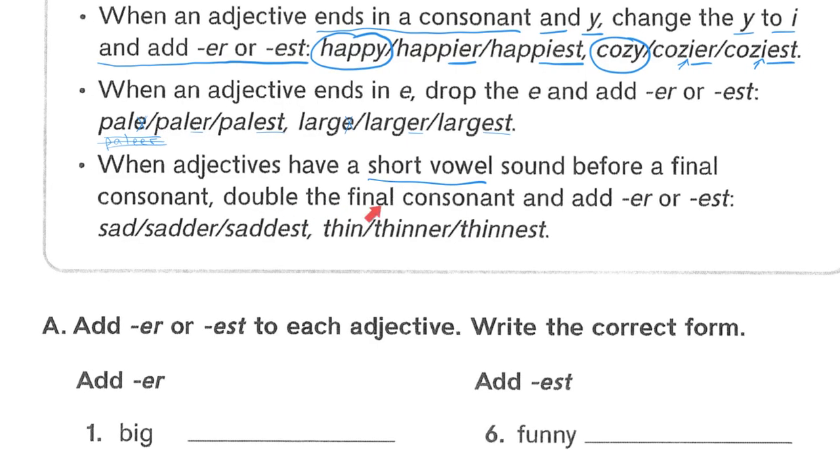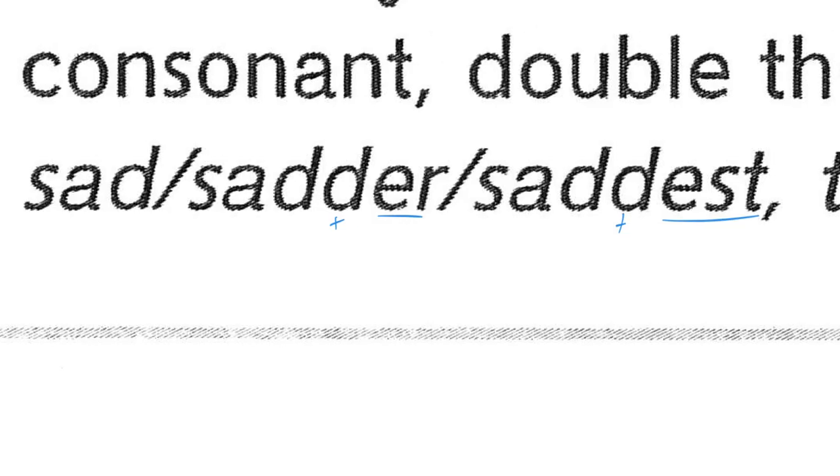Double the final consonant, and then you're going to add the ER or the EST. So if I'm looking at the word sad, and sad definitely is a short vowel sound because it's not said, it's sad. That is my short vowel sound, so you have to double the last letter and then put your ER or EST on the end. So you'll notice you double that letter, then put your ER on. Double that letter, put your EST on the end.